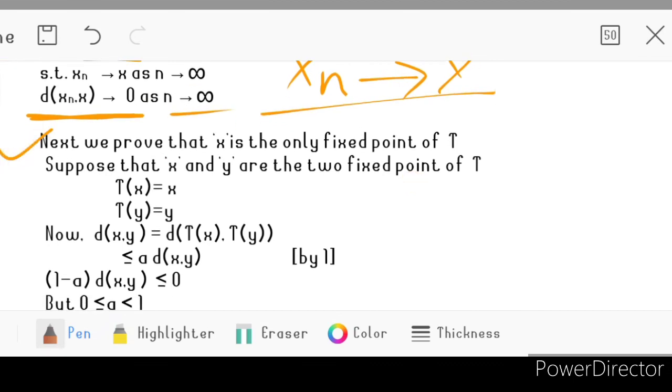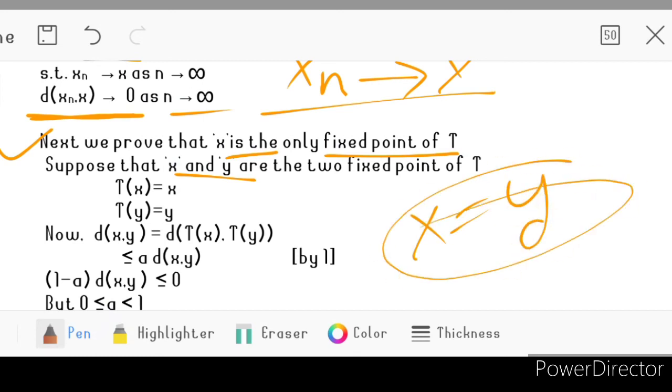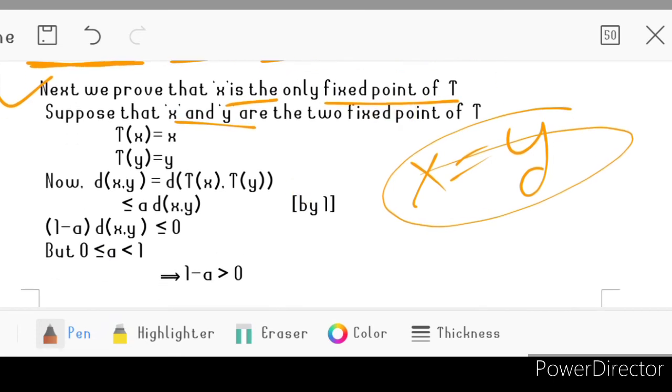Next we prove that this x is the only fixed point of the contraction mapping. We are proving that this fixed point is unique, and to prove that we will take 2 points and show that both of these points are equal, because if x is unique then y must be equal to x. Suppose we took 2 points, then according to the definition of a fixed point, T of x is equal to x and T of y is equal to y.